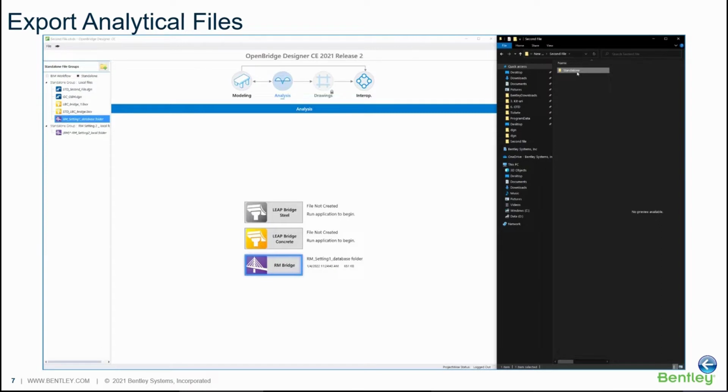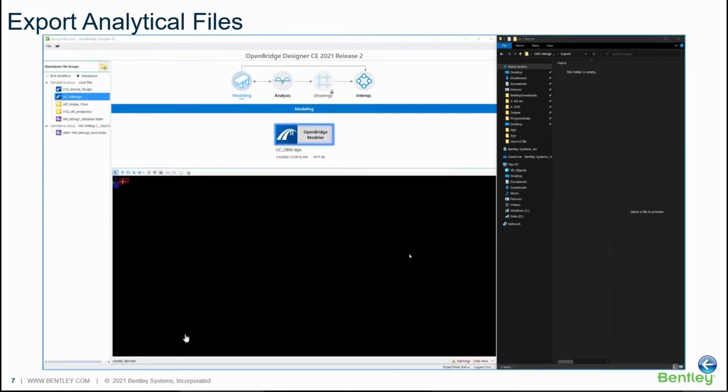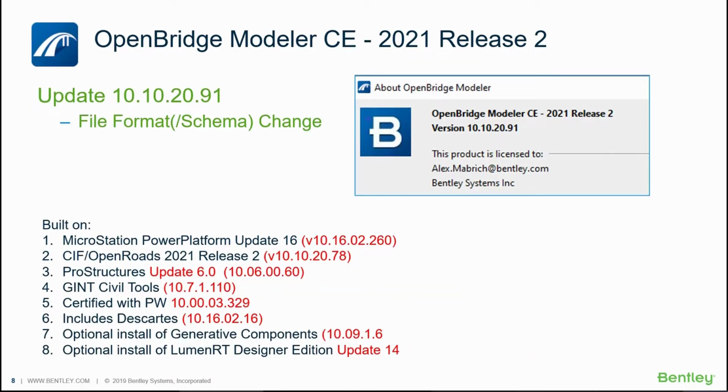But I know that most of the updates have come on OpenBridge Modeler. You know as well that we have two products: OpenBridge Designer, which includes the modeler and the analytical solutions, LEAP concrete, LEAP steel, and RM Bridge. But we also now have a standalone OpenBridge Modeler that was also released last month. Same name: OpenBridge Modeler CONNECT Edition 2021 Release 2.